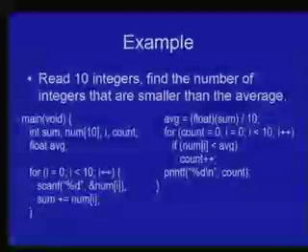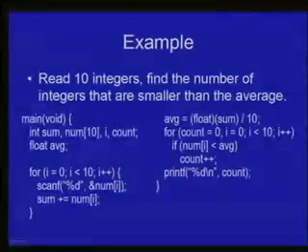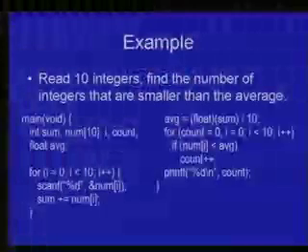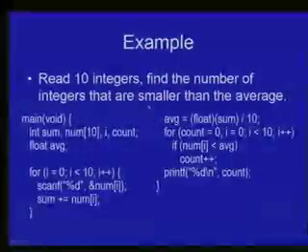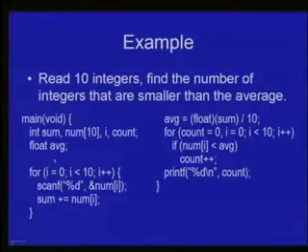Okay, so now here is our first simple example program using an array, and this is the problem that I mentioned earlier while motivating the use of arrays. You have to read 10 integers and find the number of integers that are smaller than the average. So we start with the declaration of the variables.